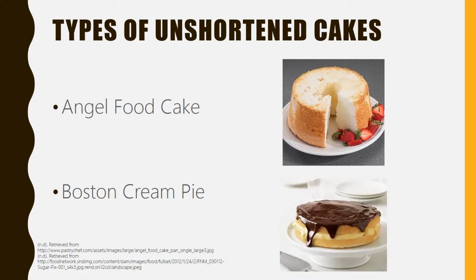A Boston cream pie. This pie is really a cake. The cream is really vanilla custard spread through 2 layers of sponge cake. A chocolate glaze is poured over the top.